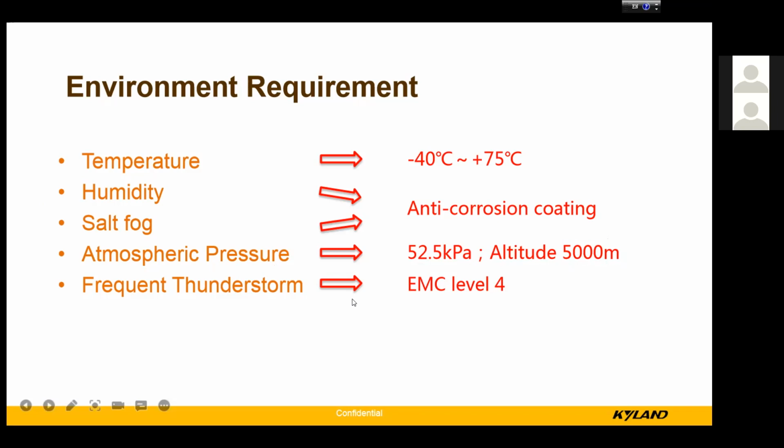Besides, since some turbines are installed on the mountain, there are frequent thunderstorms, and the turbine is just like a lightning rod, so it is more likely to be attacked by lightning. So EMC level 4 is also essential for the devices installed in the turbine.